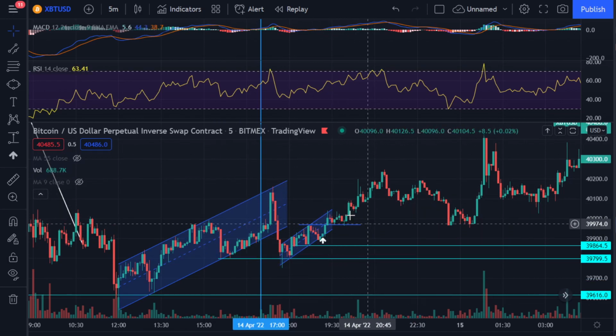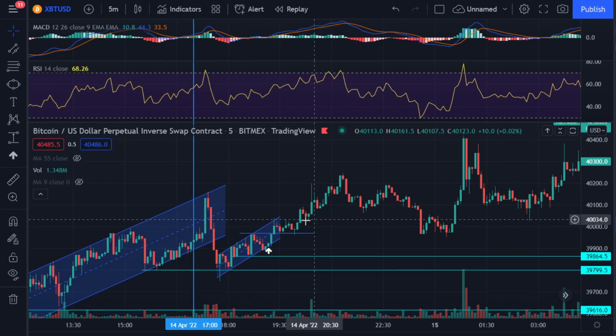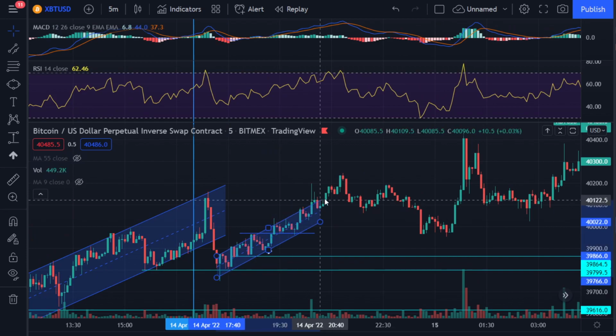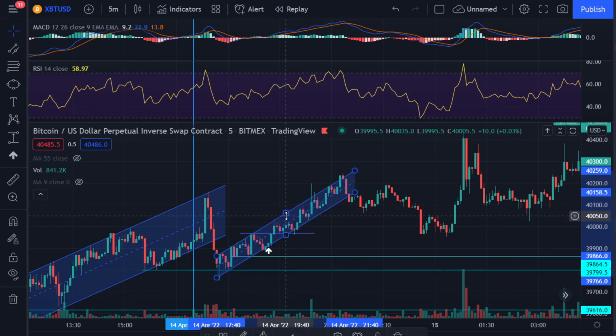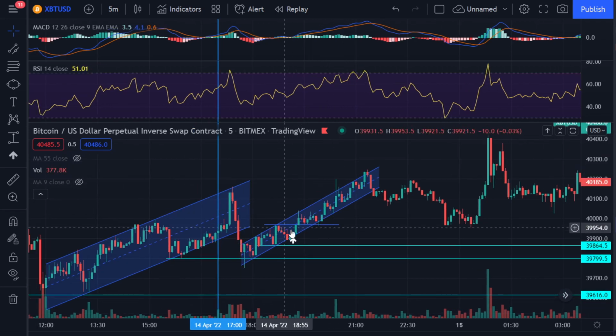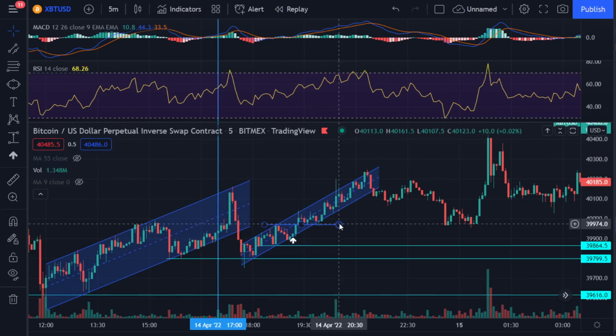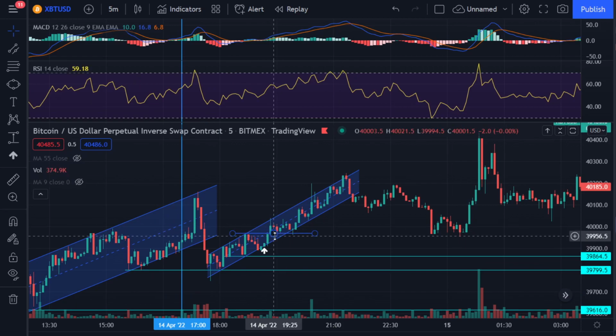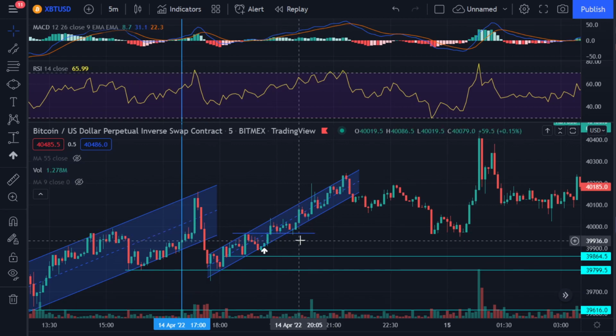So I think it's kind of an always in long situation, but it's weak. It's not impulsive. As we can see, this ends up channeling this far, and once we get to this point, it should be pretty clear that you want to be looking for some sort of long. So we get a pullback here.